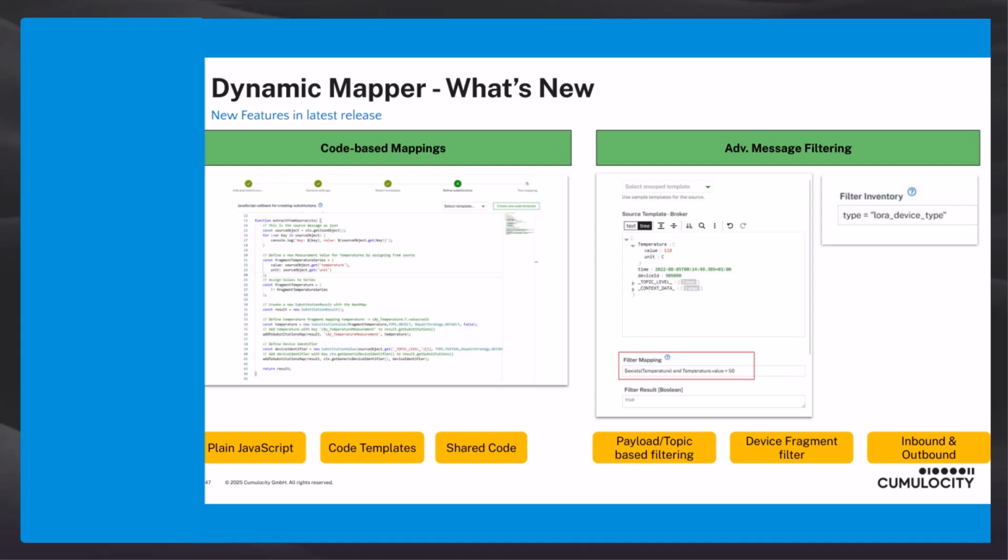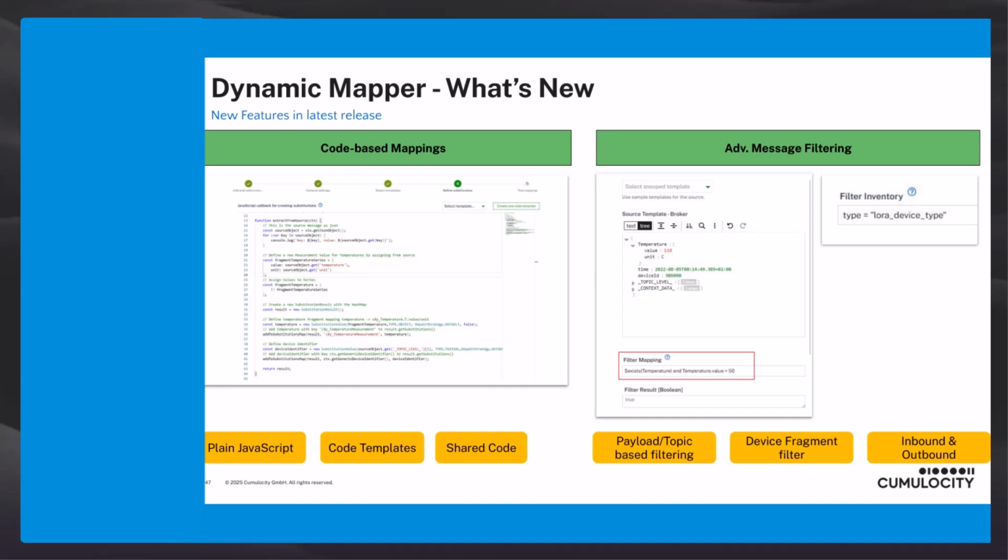What you get if you select the code-based mapping is plain JavaScript. We're providing a function which is called extract from source. You get the context of the message which is received, or the source template actually, and it is expected that you do the mapping with your JavaScript code, and in the end you need to return a result with all the mappings and replacements and so on. So this is the code-based mapping.